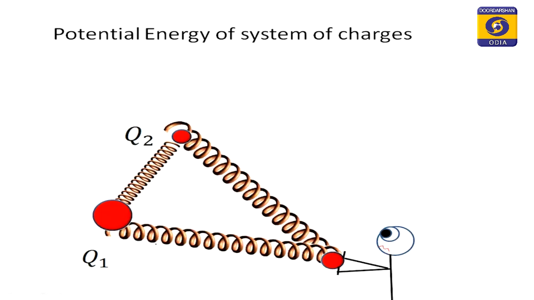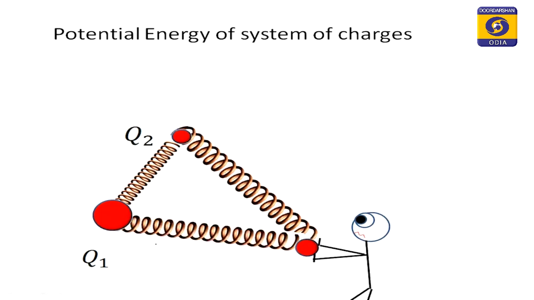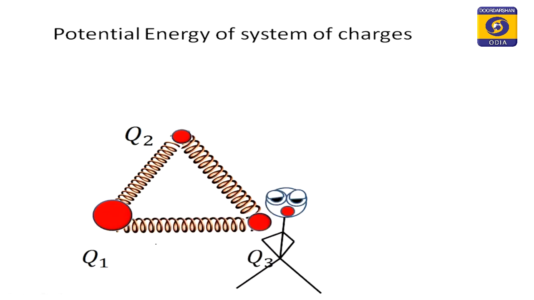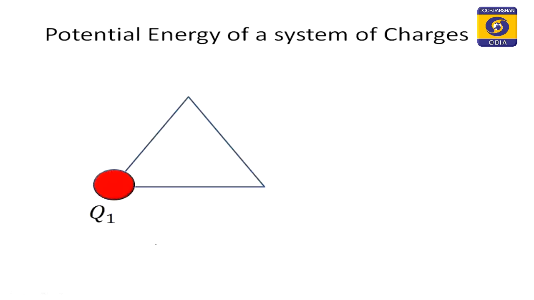repel Q3. So, for Q1 there is no work, and when you bring Q2, then due to Q1 the energy spent is U12. So, U12 is equal to K Q1 Q2 upon R. R is the side of the triangle.